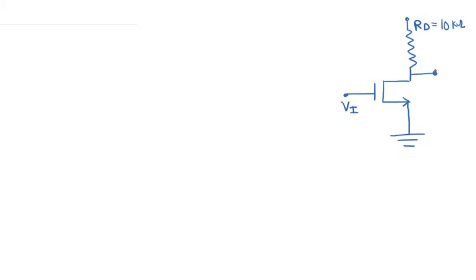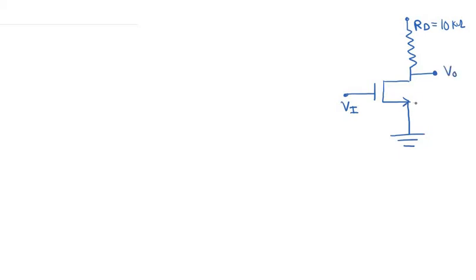So now let us go to the next problem. So here we have a MOSFET which is biased with a drain resistor RD equal to 10 kilo ohms. The source is connected to the ground and the gate is connected to an input voltage Vi. Okay, and V0 is the voltage taken at the drain.